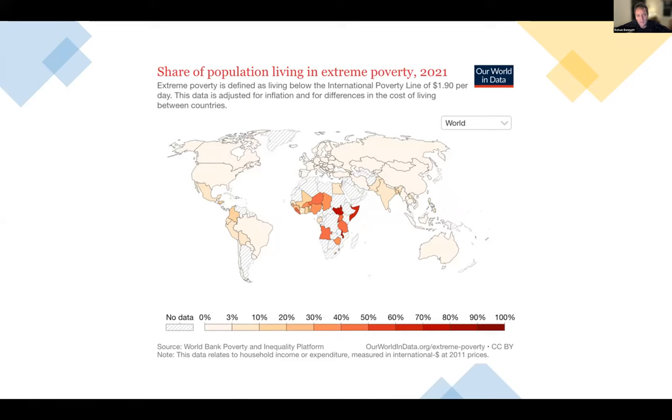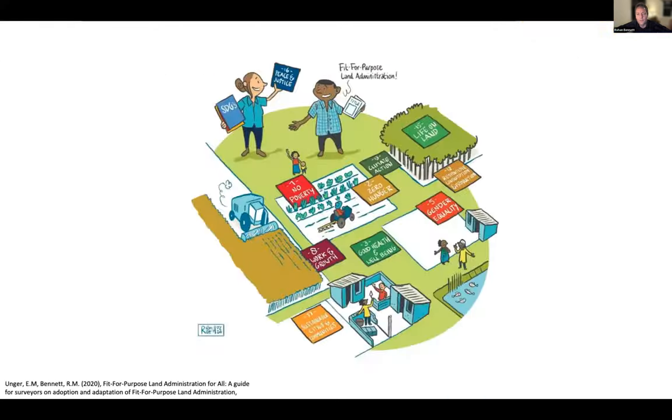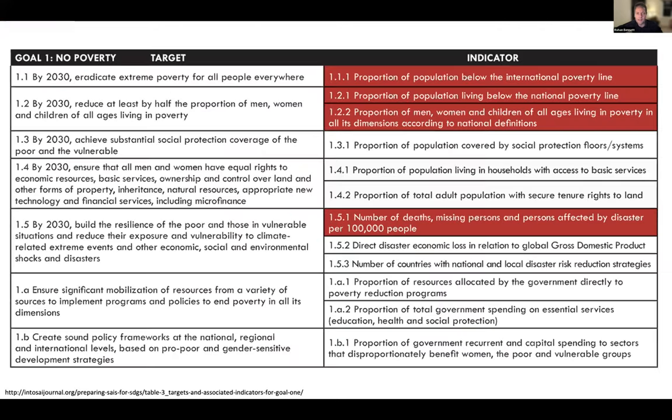But we shouldn't forget that wherever you see a bit of pale yellow, and some of those are OECD countries, there is still a level of what we would call poverty occurring in those countries. So SDG 1 is all about combating that through a number of targets.